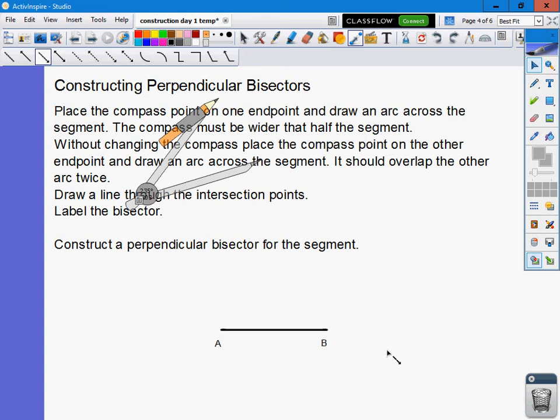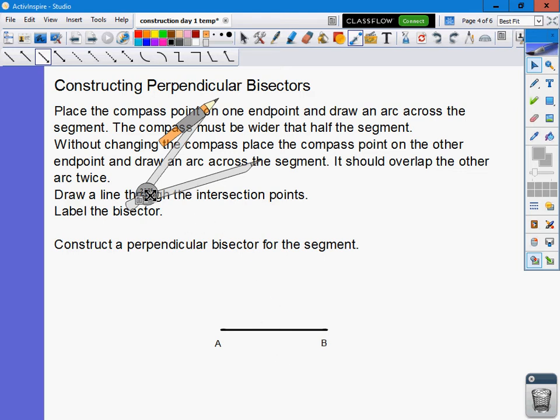Constructing a perpendicular bisector. Let's talk about what a perpendicular bisector is first off. If it's going to be perpendicular, it has to form a right angle. If it's going to bisect it, it has to cut it into two equal pieces. So my goal would be to create a segment that's going to go through AB in a way that it cuts it into two equal parts, but also makes a 90-degree angle.